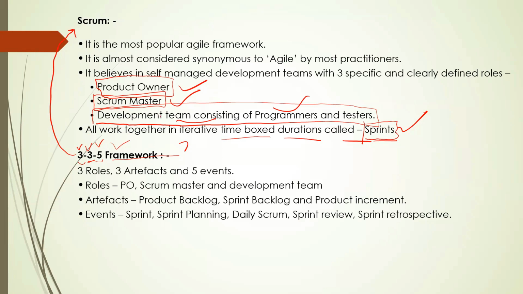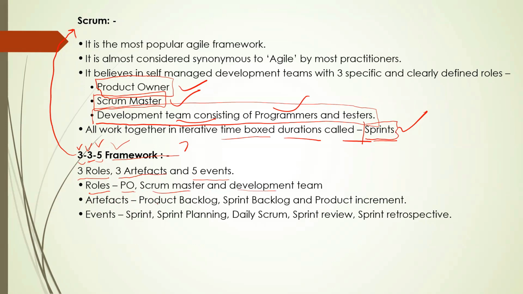Now, what does this 3-3-5 framework mean? We will see. First three stands for three roles. We have three roles in Scrum: product owner, Scrum Master, and development team. Second three is we have three artifacts. What are artifacts? We will see that. And we have 5 events. What are events? We will see. First three roles, you do understand, stand for product owner, Scrum Master, and development team.